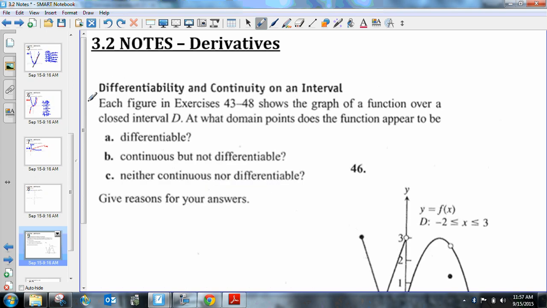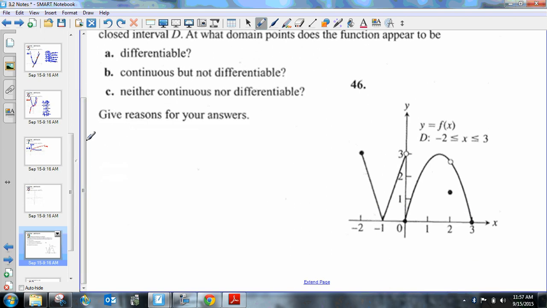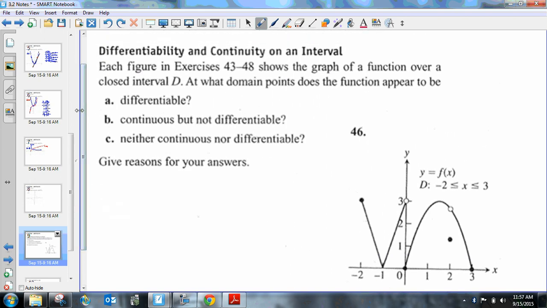But let's go ahead and take a look at these problems here, okay? And this is kind of asking questions about differentiability and continuity. And the question is, all right, my domain goes from -2 to 3, okay? So these are endpoints on this graph. And there's something to talk about with endpoints and differentiability. The question is what's the derivative of this function at -2, okay?